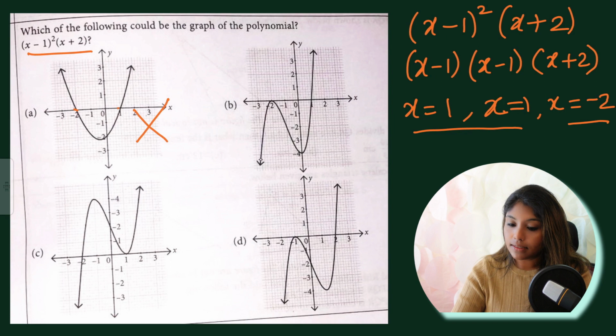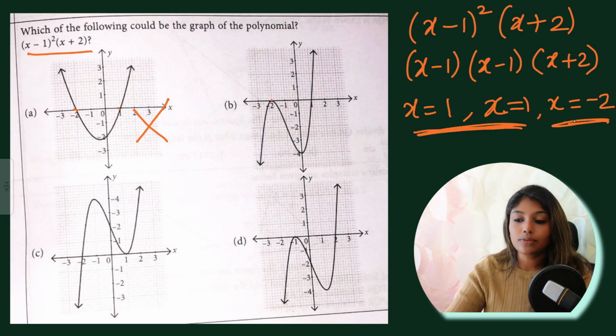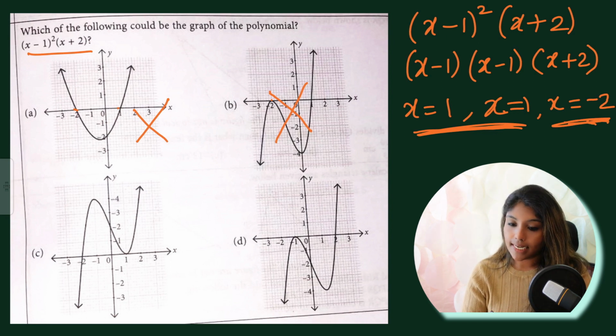So you can see the graph is touching as a curve at negative 2. What does that mean? That means negative 2 is a repeated root. Is negative 2 a repeated root here? So you can see 1 is repeated, negative 2 is not repeated. So this is not possible. Let's see the next case.